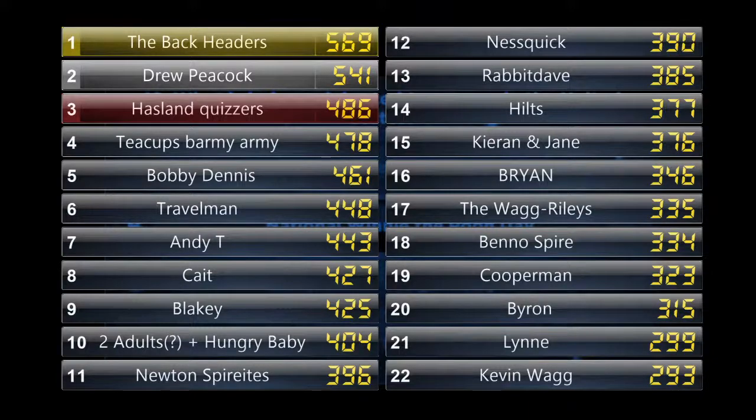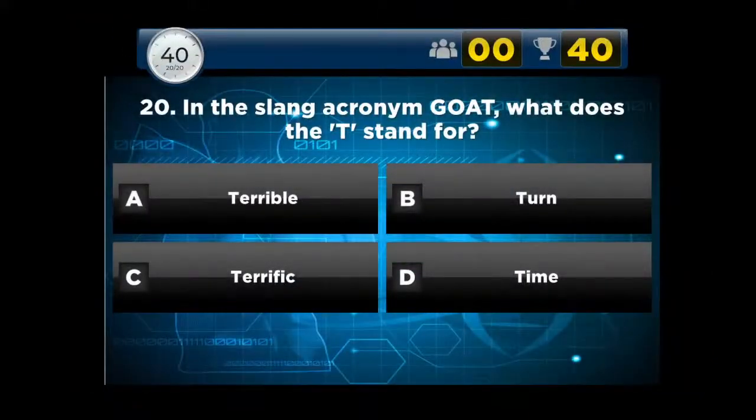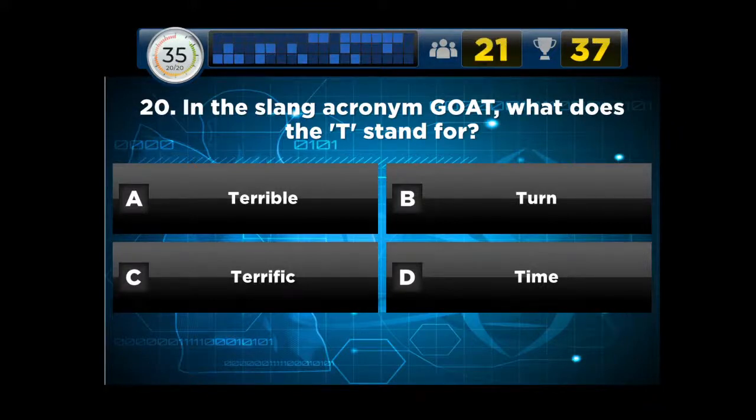So let's have the final question. Good luck, everyone. So in the slang acronym GOAT, what does the T stand for? Is it terrible, turn, terrific or time? GOAT. What does the T stand for in GOAT? Terrible, turn, terrific or time?